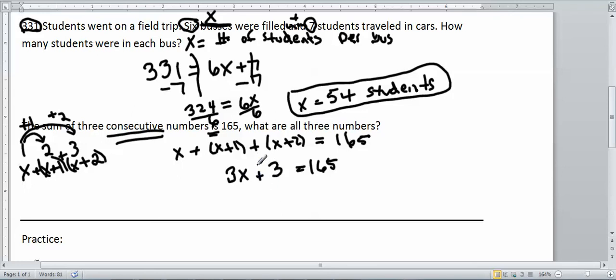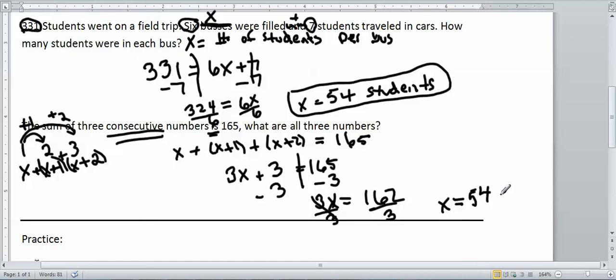Okay, so I need to get the x by itself, so I'm going to subtract 3 from both sides. Because this 3 is being added to it, I need to do the opposite. Okay, so I'm left with 3x is equal to 162. Because 165 minus 3 is 162. Then, this 3 is being multiplied by x, so I need to do the opposite, divide by 3. Okay, so divide by 3, I get x is equal to, well, 162 divided by 3 gives me 54.